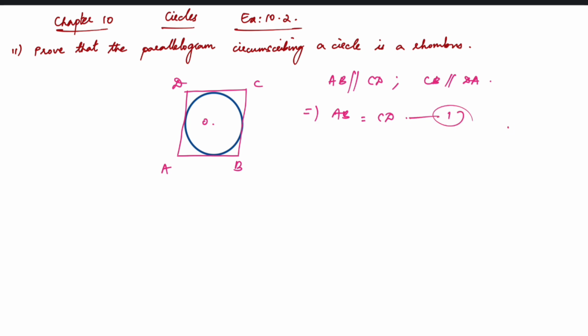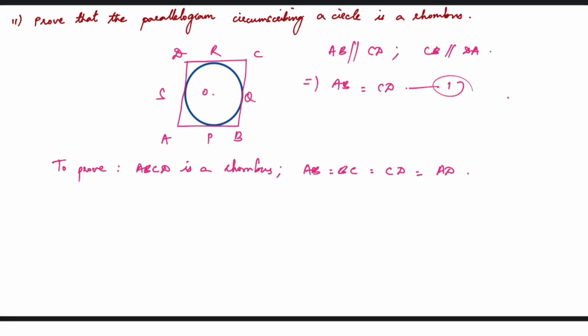And we can name the points of contact as P, Q, R, S. We have to prove that the parallelogram circumscribing the circle, that is ABCD, is a rhombus. To prove ABCD is a rhombus, for a rhombus all sides are equal. We have to prove AB is equal to BC is equal to CD is equal to AD.